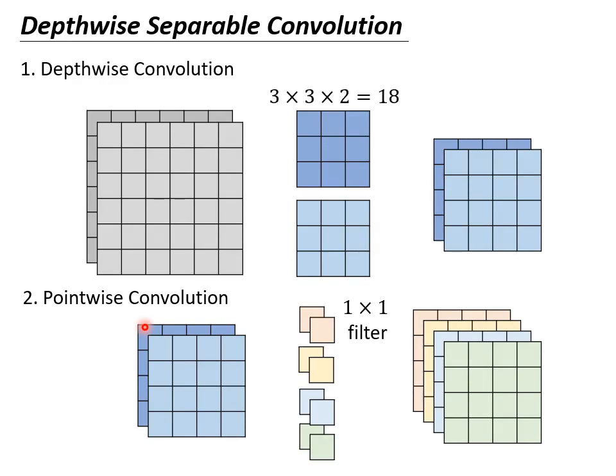Okay, let's calculate the number of parameters when using this method. For depthwise convolution, the 2 filters are both 3 by 3 in size. So the size is 3 times 3 times 2. There are 18 parameters in total. For pointwise convolution, there are 4 filters that are 2 in size. Each filter only uses 2 parameters. So there are 8 parameters in total.